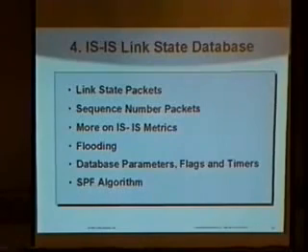We said there were 2 kinds. One of them is the CSNPs, complete sequence number packets, and then there's also the partial sequence number packet. And then we'll go on to talk about metrics, why we have the metrics that we have on most networks today, and where we are going with new metrics.